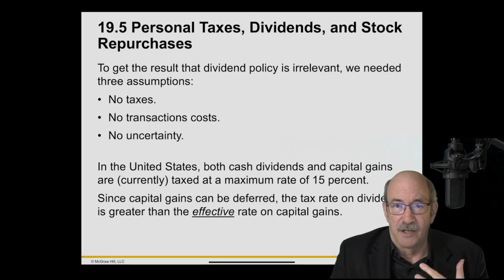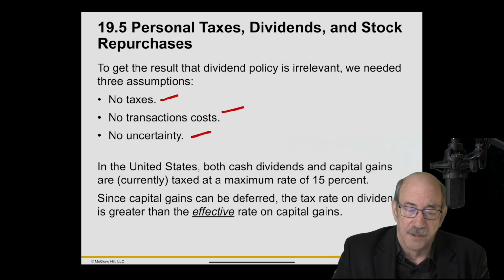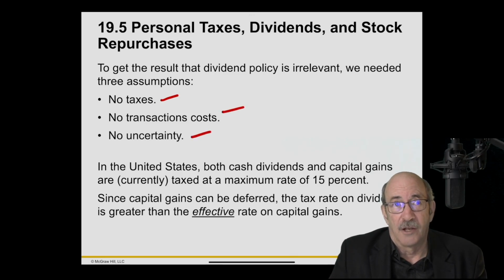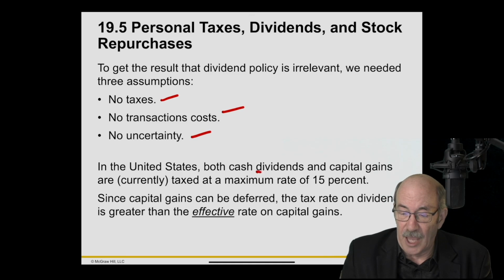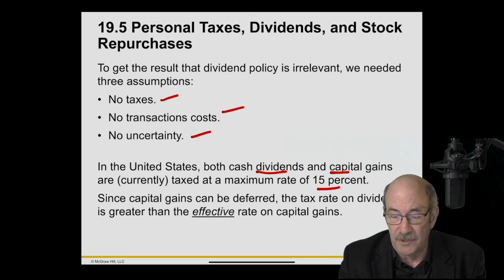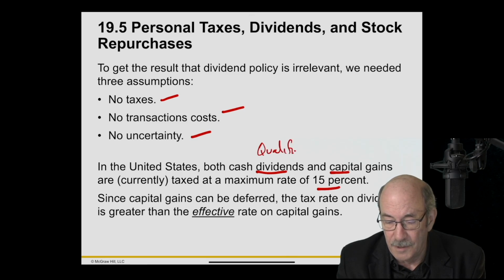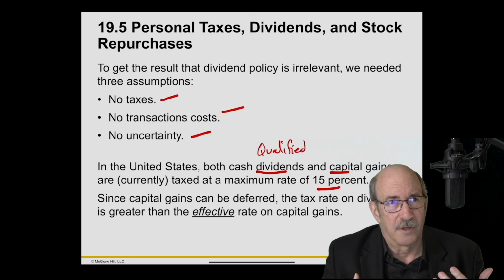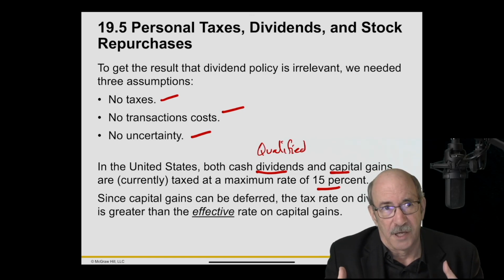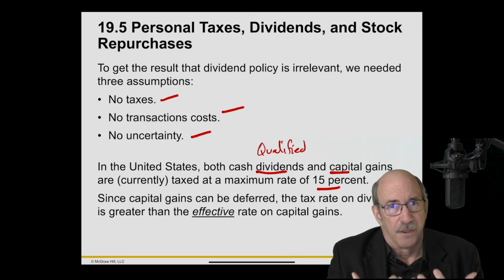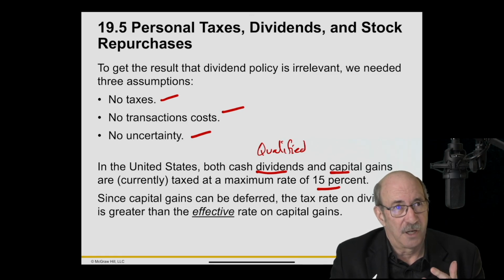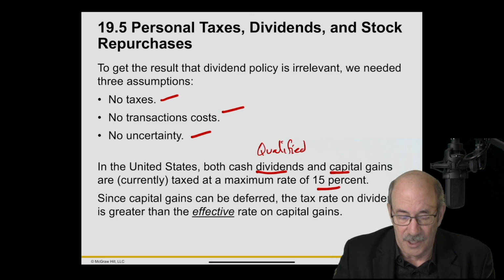To get the dividend irrelevance, we need these three things to be true: no taxes, no transaction costs, and no uncertainty. Or we could also use no asymmetric information. In the U.S., though, when we do think about taxes, both cap gains and dividends are taxed at 15%, at least if they are qualified dividends. Most of the differentiation between qualified and non-qualified is your holding period. If it's long enough, then they are qualified and considered taxable at 15%. If they're not, then they are non-qualified and they're taxable at your marginal rate. But this isn't a class on accounting or taxes, so I'm not going to go too far into that.